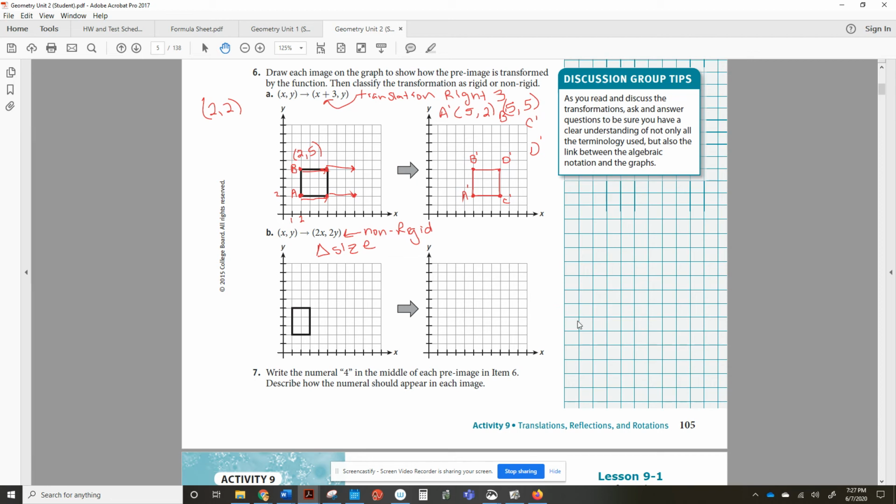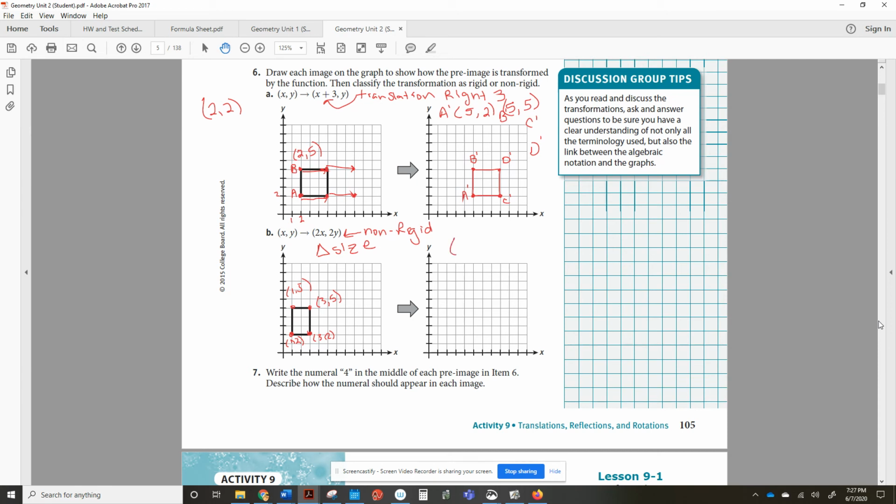This one you do exactly what it looks like you're supposed to do. You take each one of these ordered pairs. This is the point 1, 2. This is the point 3, 2. This is the point 3, 5. And this is the point 1, 5. You take the X values and double them, and you take the Y values and double them.